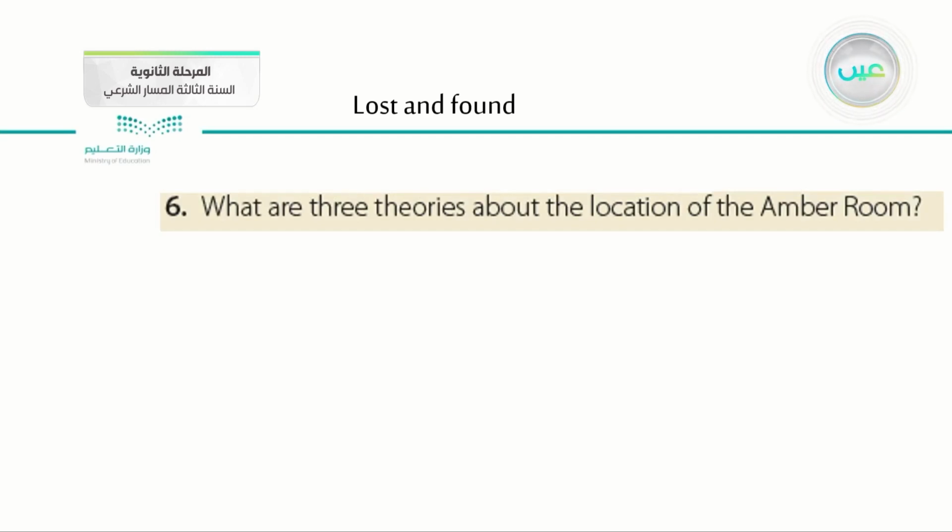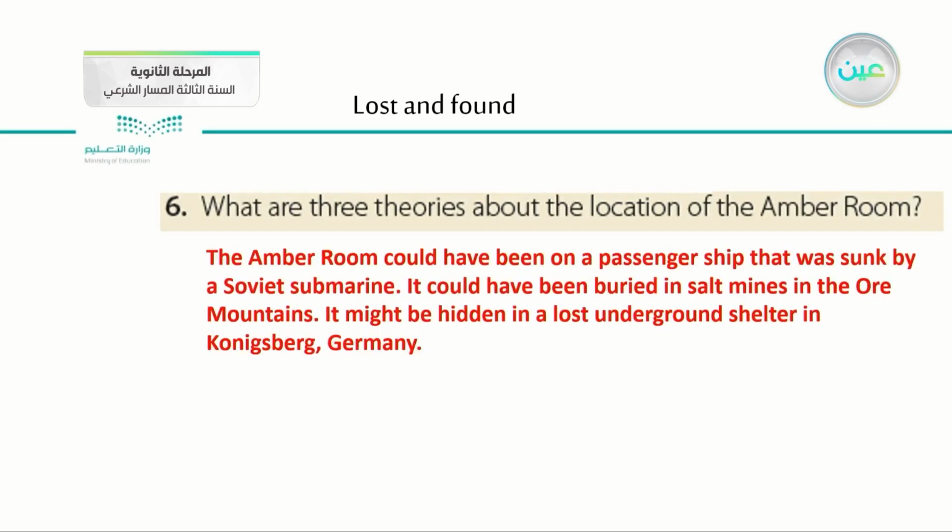Number 6, let's see together, guys. The Amber Room could have been on a passenger ship that was sunk by a Soviet submarine. It could have been buried in salt mines in the Ore Mountains. It might be hidden in a lost underground shelter in Königsberg, Germany.